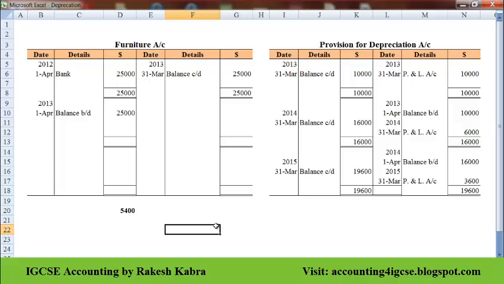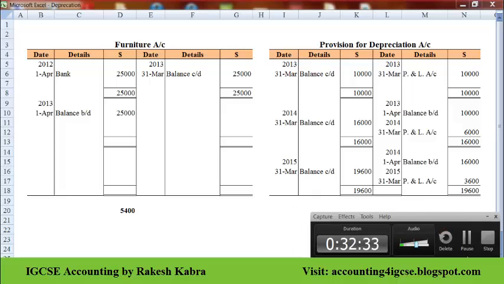Understood? After expiry of the useful life, when we sell the asset, how to record that we will discuss in our coming classes. Okay? So sufficient for today. Okay, see you tomorrow.